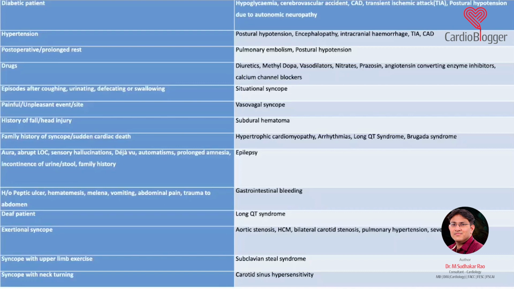So exertional syncope is something you should ask the patient about: is it happening during walking? Then it should click in your mind that it is related to the cardiac. It has to be either hypertrophic cardiomyopathy, aortic stenosis, or multivessel heart disease. Pulmonary hypertension can have exertional syncope. And one important thing is bilateral carotid stenosis. The patient may be walking, suddenly steal phenomena may occur and they may have syncope. So this is important history.